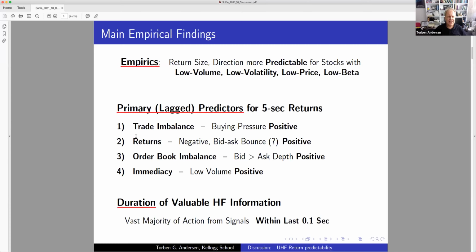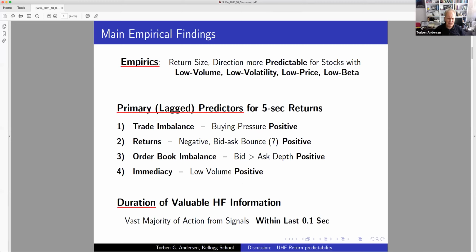The past returns are a negative predictor of the future returns. So that might be some bid-ask bounce effect. It's not entirely clear from reading the paper if that is the main reason. As for the order book imbalance, if the bid depth in the order book is much higher than the ask depth, it's much easier to break through the limit order book to the ask side. That also means you can predictably say that the returns are going to be positive. And finally, there's this immediacy or low volume thing. If the volume is low, it's easier to predict.